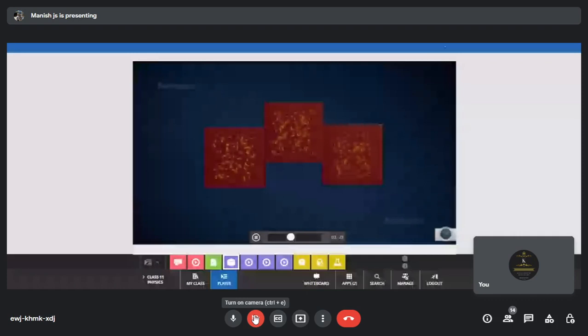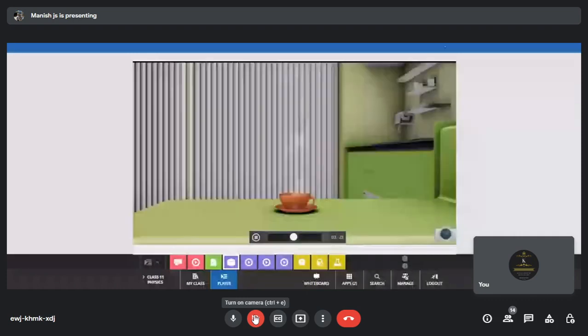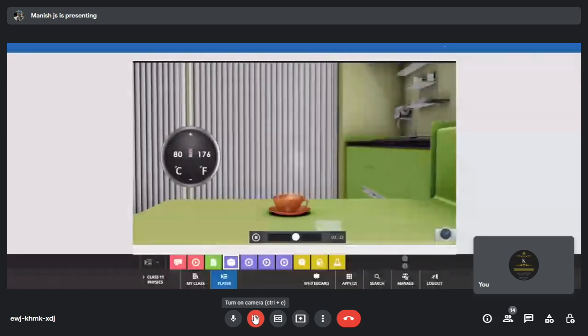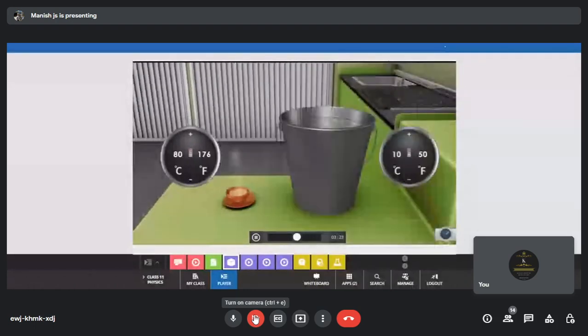Grab a mug of coffee, which is at a temperature of 80 degrees Celsius or 176 degrees Fahrenheit. Fill a bucket with water that is only 10 degrees Celsius or 50 degrees Fahrenheit. When compared to the water in the bucket, the cup of coffee is hotter. However, the thermal energy of the water in the bucket will be more than the thermal energy of the coffee because of its higher mass.